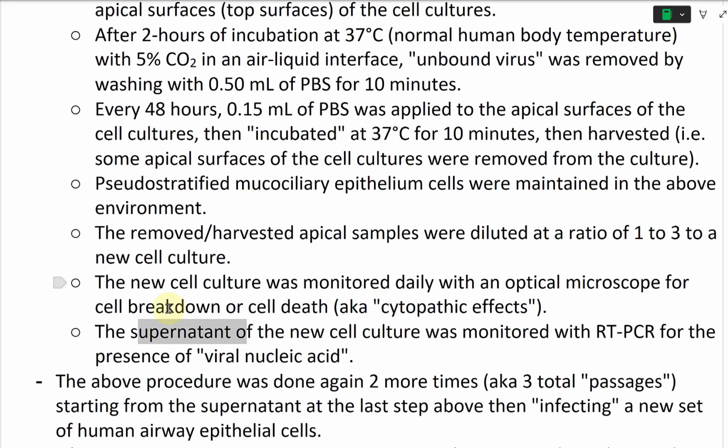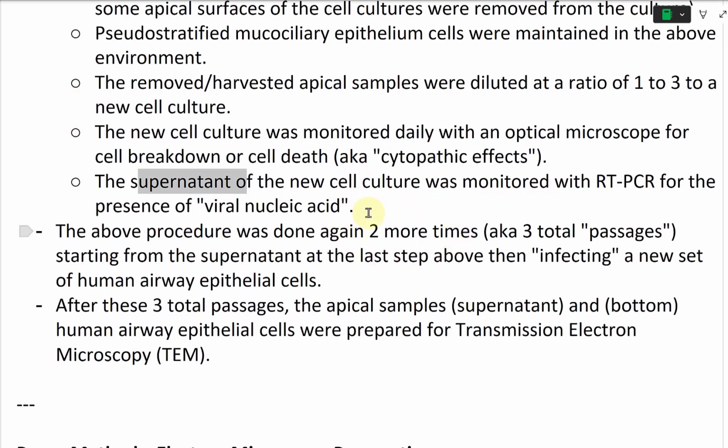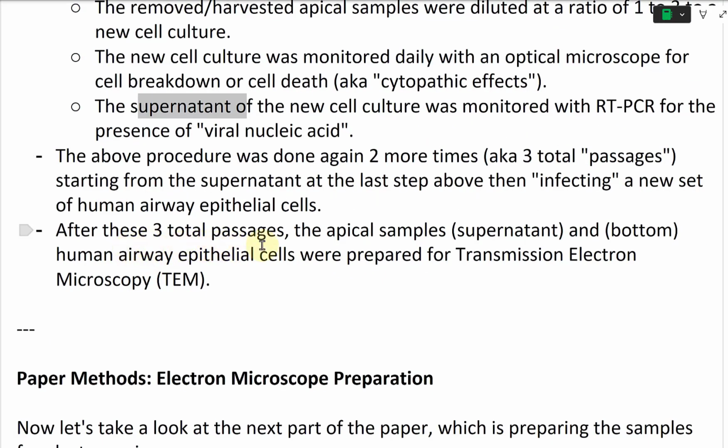Actually, no, the diluted is already done in this step. So then they would take this and infect a new one, and then go back here, then dilute, and then monitor. And then do this 2 more times total, so that would be 3 total passages. Interesting. So last up, then, quote, infecting a new set of human airway epithelial cells. All right, so after these 3 total passages, the apical cells, or the supernatant, it basically means a supernatant right here. You just take the top part, and bottom human airway epithelial cells were prepared for transmission electron microscopy, or TEM.